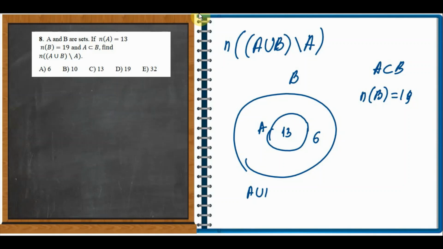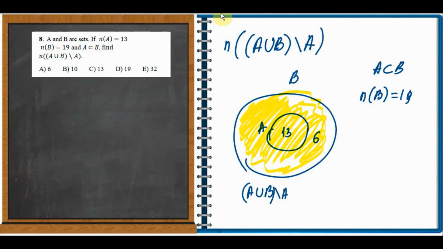Alright, now we must find this. Let's find A union B. So let's shade A union B first to understand. This is B and there is A inside B. Alright. Now after this we must subtract A. So let's subtract A. What will be here if you subtract A? The ring area will be left. So the number of elements in this ring area is going to be 6. So n is going to be 6. The correct answer is A.